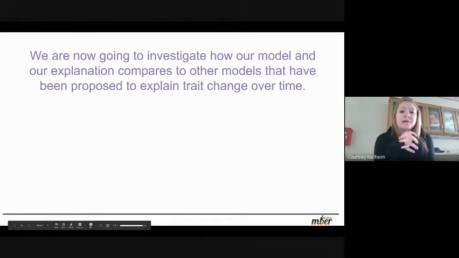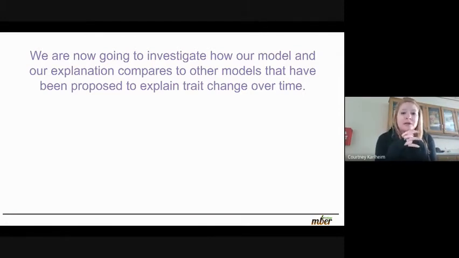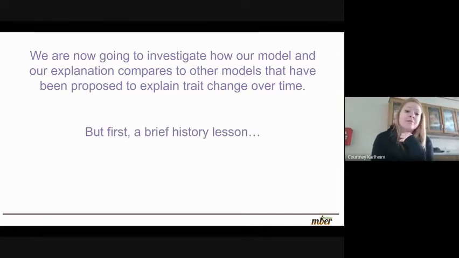So we're going to take our model, those four main ideas that we talked about yesterday, and use it to compare how other models that have been proposed over time to explain trait changes. So we're going to take ours and compare it to others and see how they match up. But first, a brief history lesson.